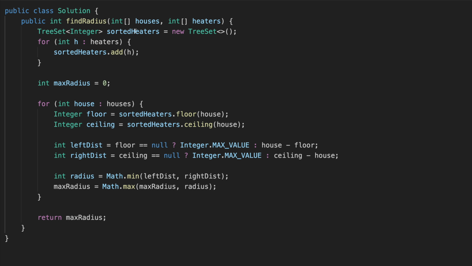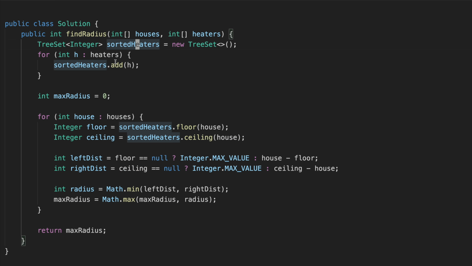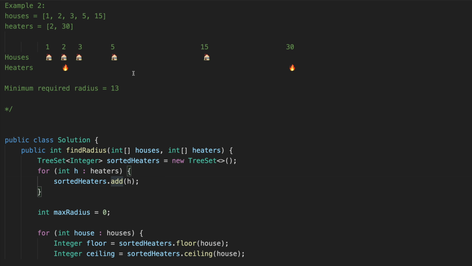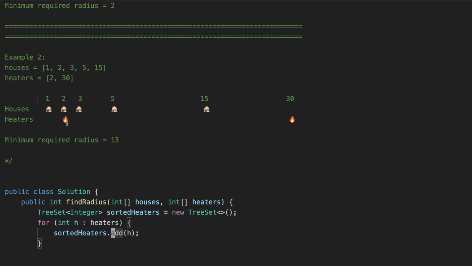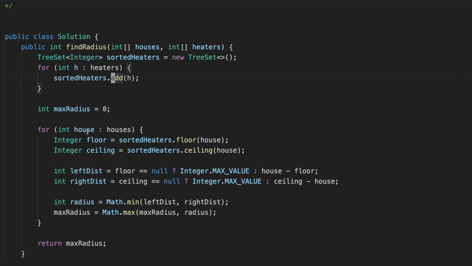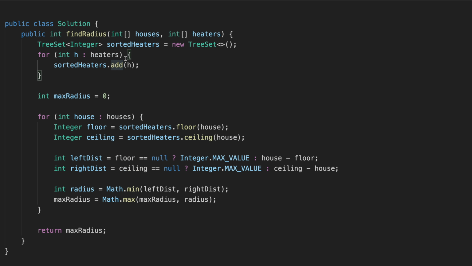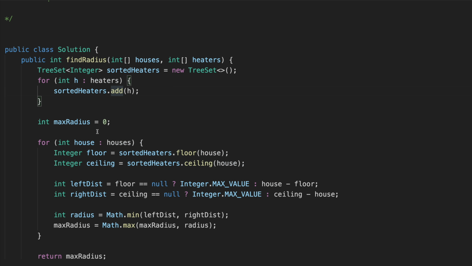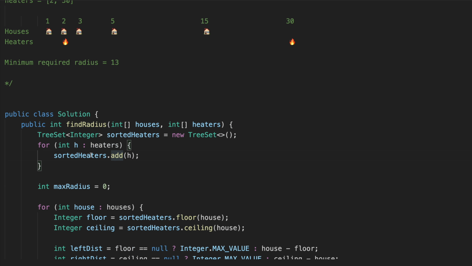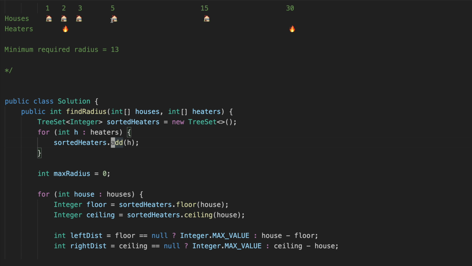So what is our approach? We are creating one tree set and adding all the heaters to our tree, and then we are going over our houses and finding the floor and the ceiling. Here we are using a tree set, which under the hood uses a red black tree. For each house we find the closest heaters located to the left and to the right of this house.